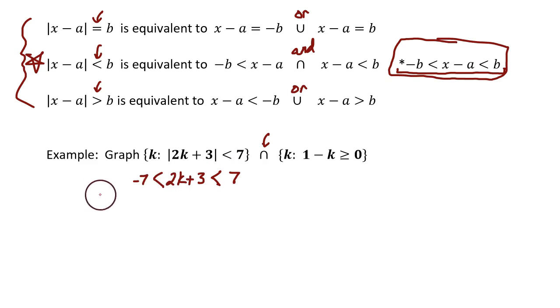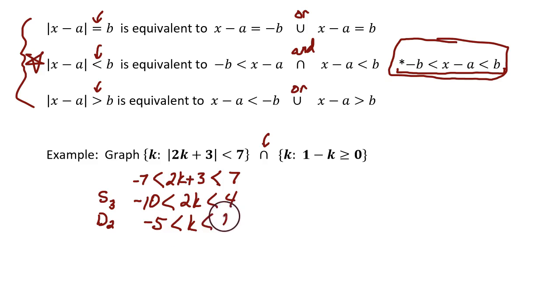Let's continue solving this. Subtract 3 from all members. Negative 10 is less than 2K is less than 4. Now divide by 2. Negative 5 is less than K is less than 2. That was only the first half of this combination. Now we have an intersection with the solution to this, so let's solve this one. Subtract 1 from both sides. We have negative K is greater than or equal to negative 1. Now divide by negative 1. We get K is less than or equal to 1. I divided by a negative, so I reverse the arrow.